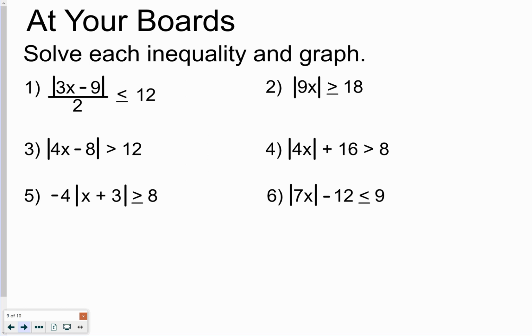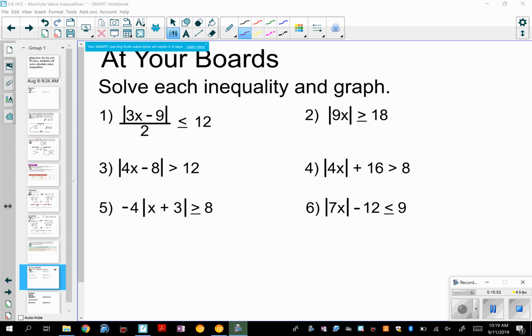Visualize the second one. Visualize what you're going to do on the third one. Ooh, the fourth one. And the fifth one. And the last one. Everybody ready? All right, let's get started. Go!